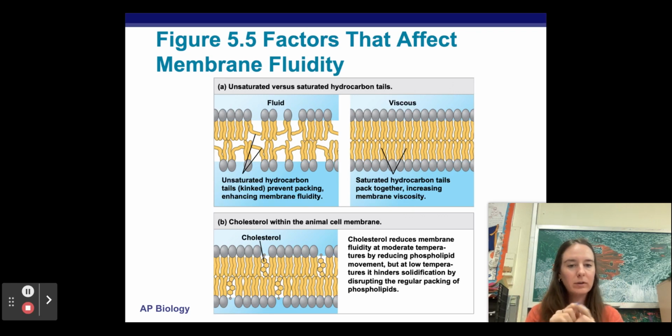So go back and review saturated versus unsaturated fatty acids if you need to. But basically, because there's a double bond here, it will bend the tail. This is called an unsaturated fatty acid.